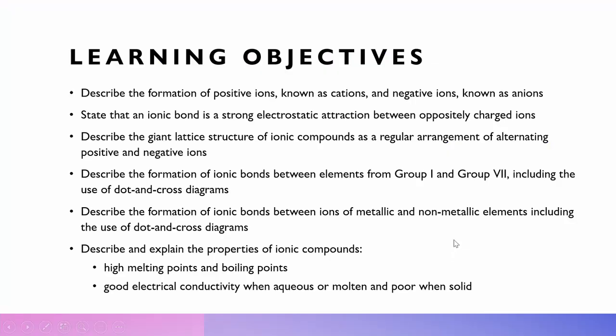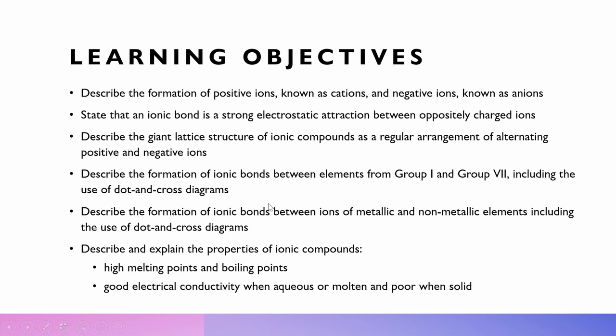By the end of this video, you should be able to explain what ions are, how they are related to atoms, and how they form. You should also be able to explain how ions come together to form an ionic compound held together by ionic bonds. You should be able to explain what ionic bonds are. You should also be able to describe and explain the properties of ionic compounds.